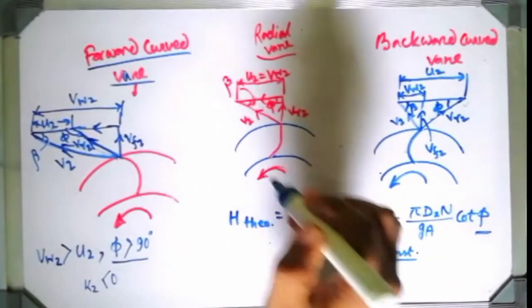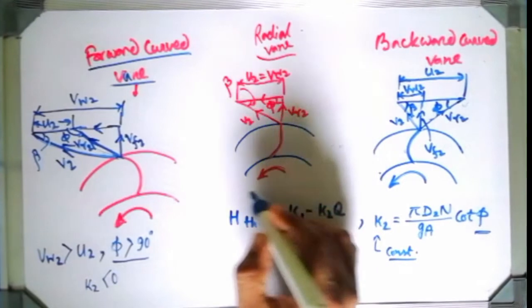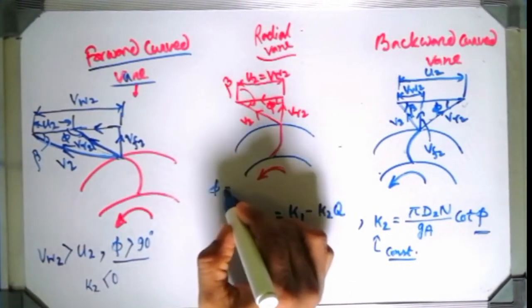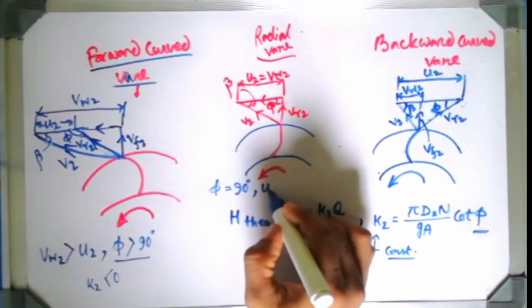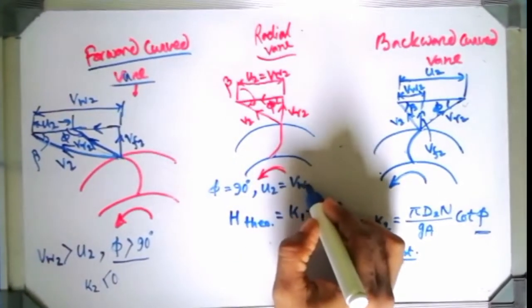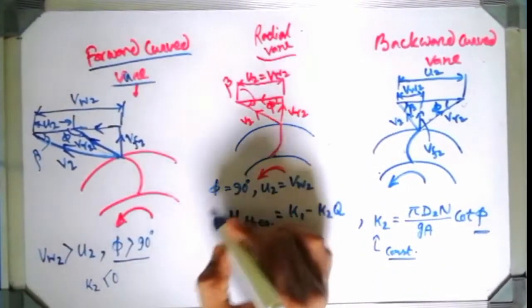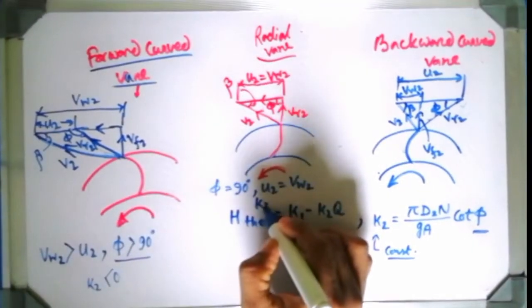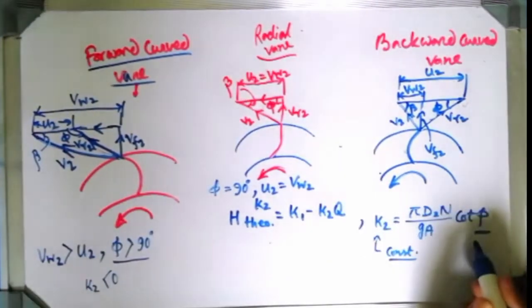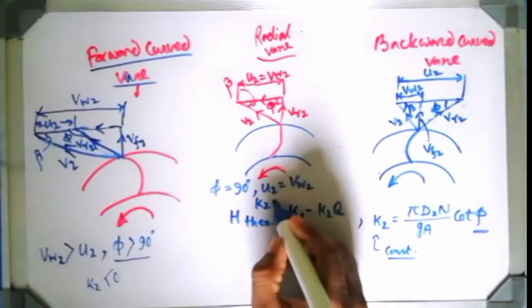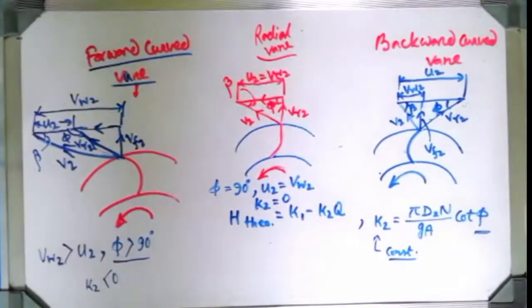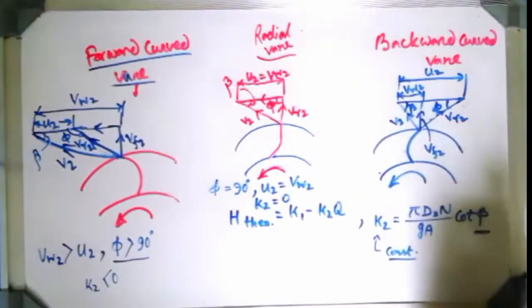Similarly, for the radial curved vane, here we can see phi equals 90 degrees and U2 equals Vw2. And in the same fashion, for K2, if we put 90 degrees over here, cot 90 degrees is nothing but 0. So it will give you 0. K2 is becoming 0 for the radial curved vane.